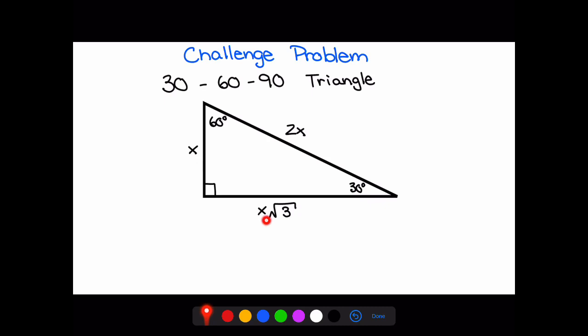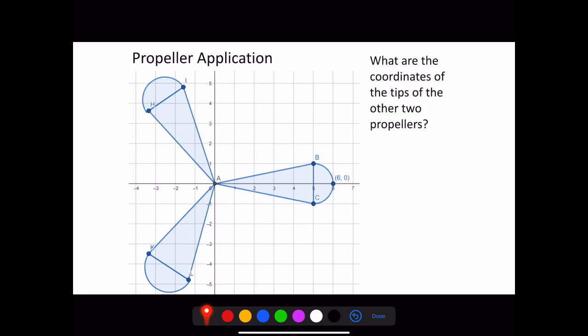So we're going to use this in order to find out the coordinates of these propellers. So if we look at this, I have 3 propellers here. I can see that the propeller on the axis is labeled at the final point of 6, 0. Now what I want to find out is this point right up here and this point right down here. Now, to begin, we know that there's 360 degrees in a full circle. I have 3 congruent pieces here, so I know that there is 120 degrees between propellers. So between each propeller, there's 120 degrees.